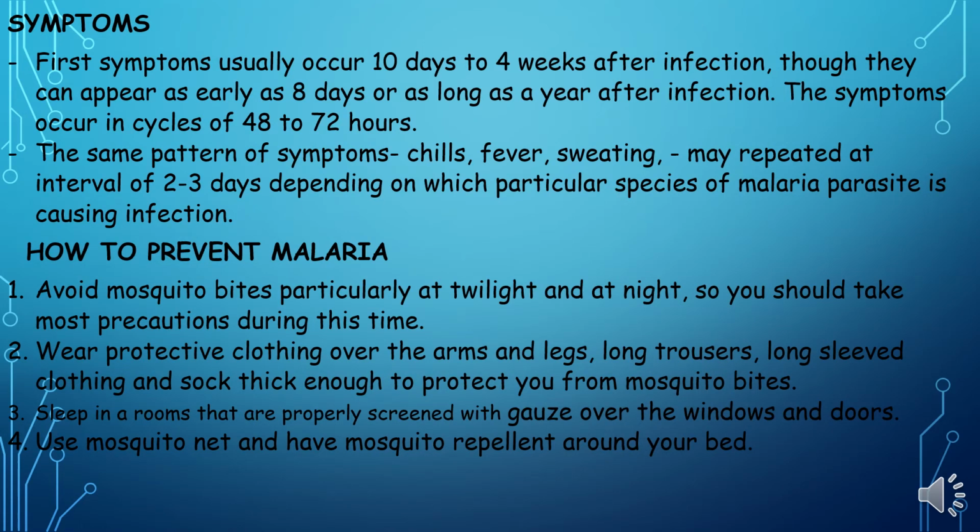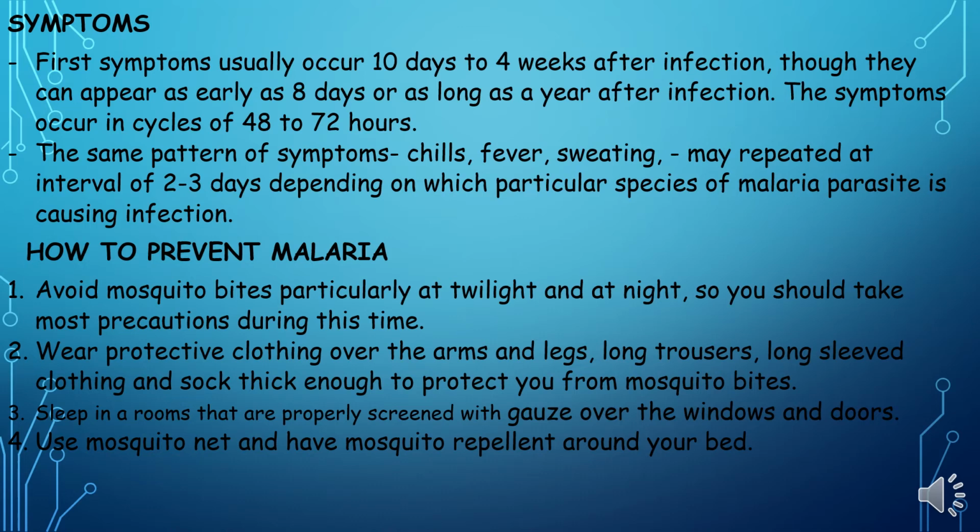Symptoms of malaria. First, it usually occurs 10 days to 4 weeks after infection, though they can appear as early as 8 days or as long as a year after infection. The symptoms occur in a cycle of 48 to 72 hours. The same pattern of symptoms, chills, fever, sweating, may repeat at intervals of 2 to 3 days depending on which particular species of malaria is causing the infection.